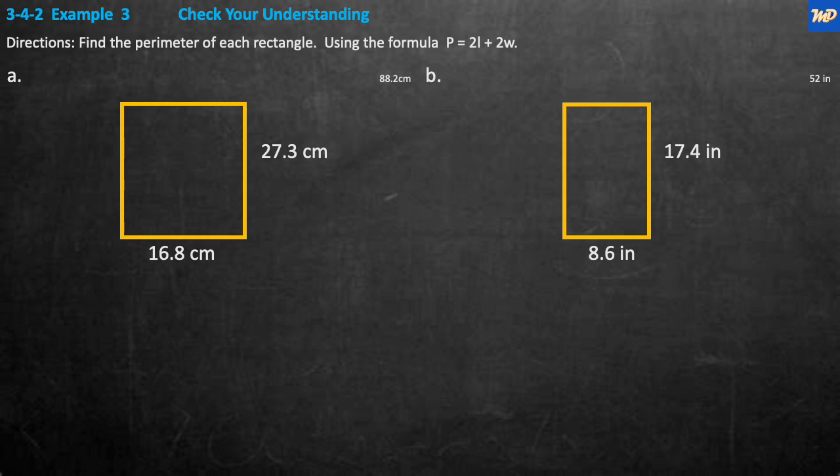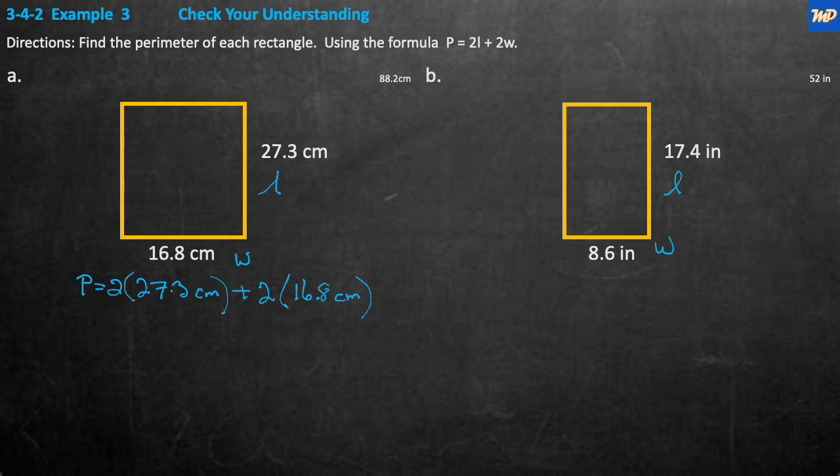So let's give it a shot. Problem A. I'm going to start by writing the formula, and I'm going to write the formula and fill in the values as I go. So P is equal to 2 times, I'm going to say that this is L and this is W. Same over here, L and W. So L is going to be 27.3 centimeters plus 2 times 16.8 centimeters. That's the whole formula done.